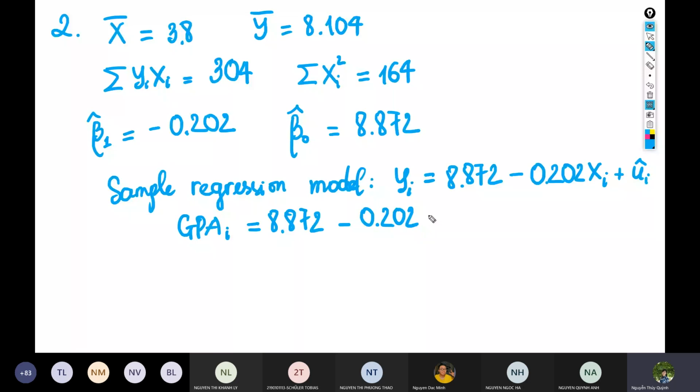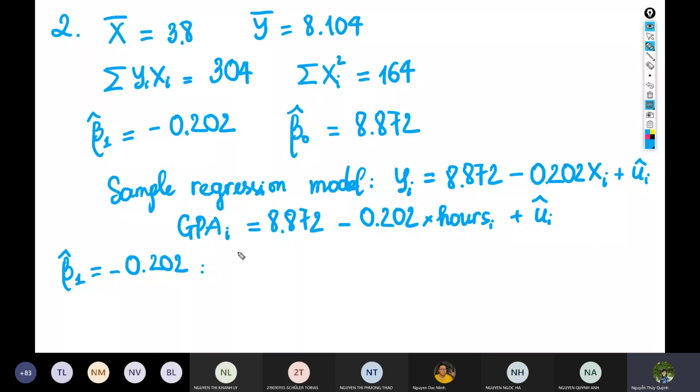Yes. Okay. And now explain the meaning of the estimated slope. So we have the estimated slope here, beta 1 hat equals minus 0.202. And what does it suggest? Shall I answer it or someone else? Yeah, you can explain it. Now try to explain the meaning of the estimated slope. You can answer both question 2 and 3.